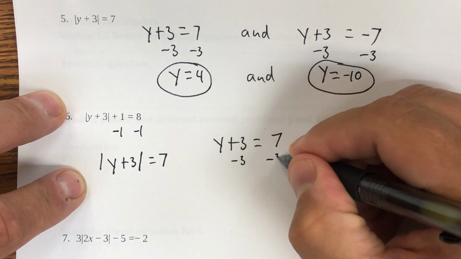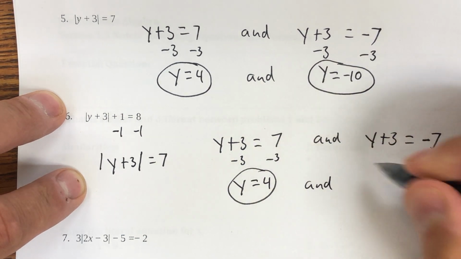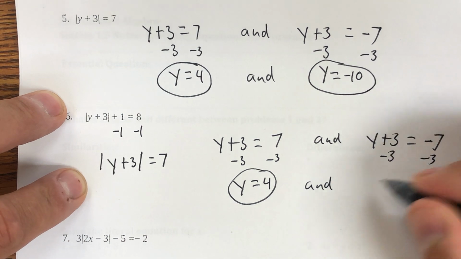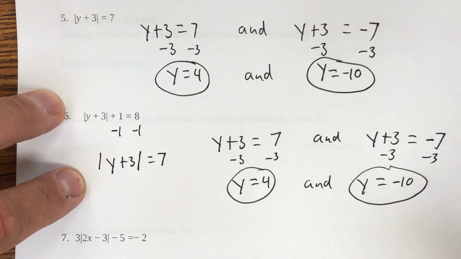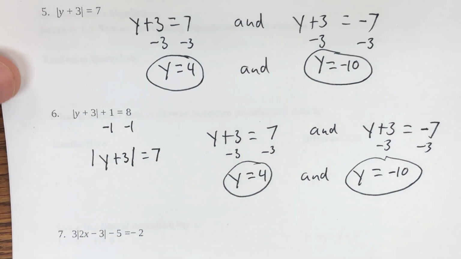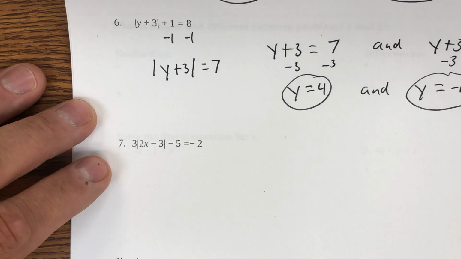Minus 3, y is equal to 4. And minus 3, y is equal to negative 10. So case 1, case 2. All right, one more example. This one's a little bit tougher. Add and subtract before we multiply and divide.